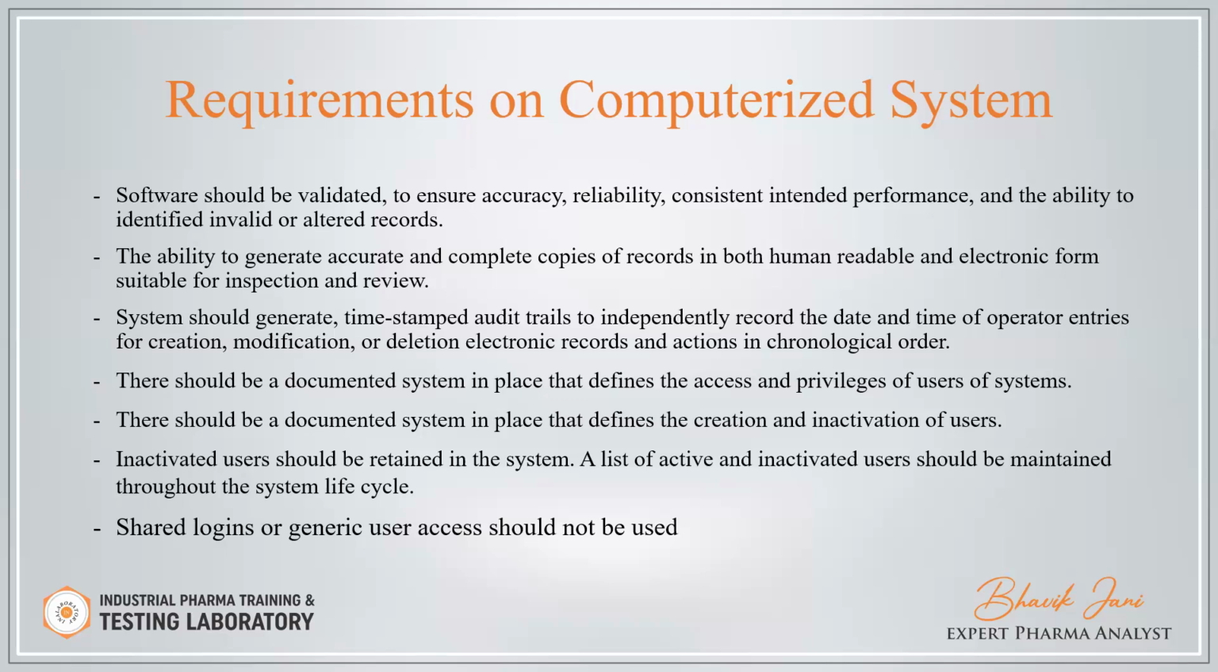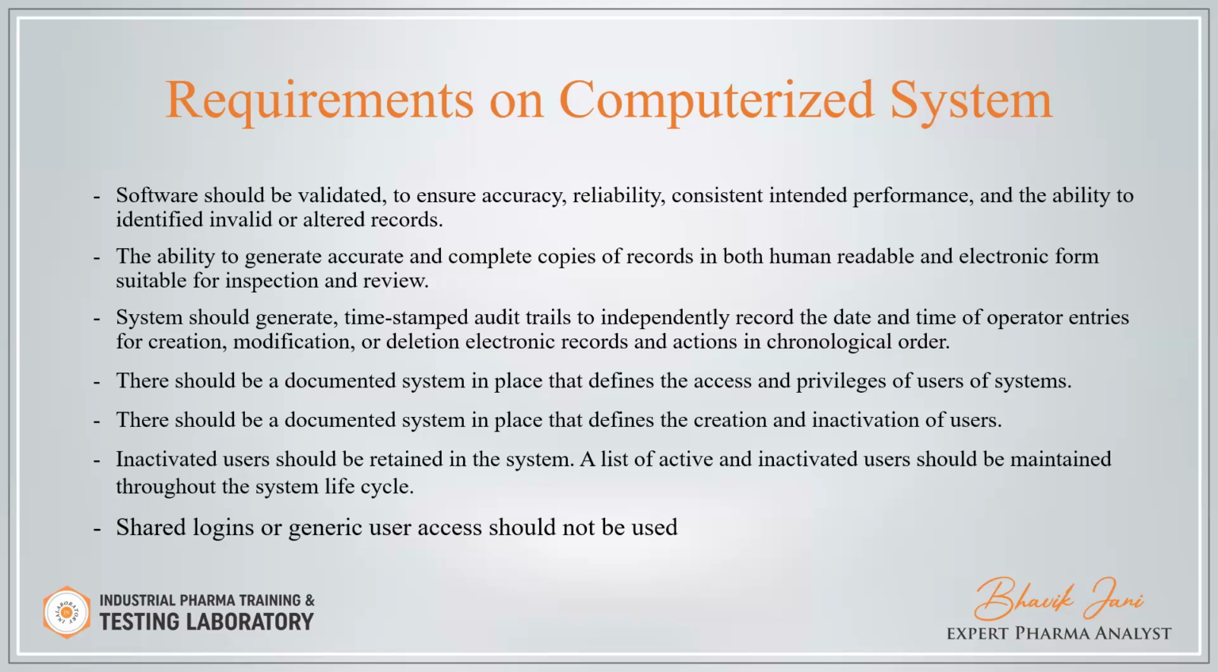This means the computerized system should be capable of generating the record in human readable form. The system should generate a timestamped audit trail to independently record the date and time of operator entries for creation, modification, and deletion of electronic records, and actions in chronological order. This means an audit trail should be there.